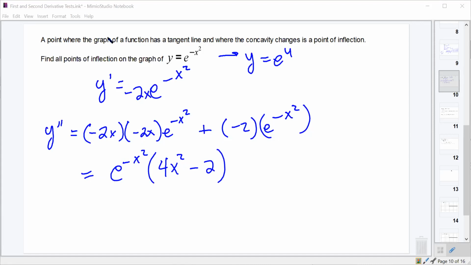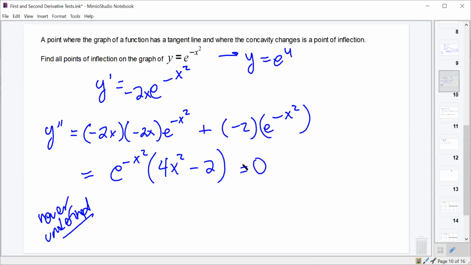All right, sorry. So when is this undefined? Never. I can take any number and square it and make it negative and raise it as a power of e, and I can take any number and square it, multiply by 4 and subtract 2. Never undefined. Don't worry, eventually we'll get some where they are undefined. And when does it equal 0?